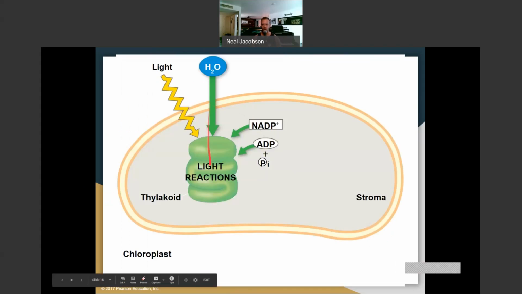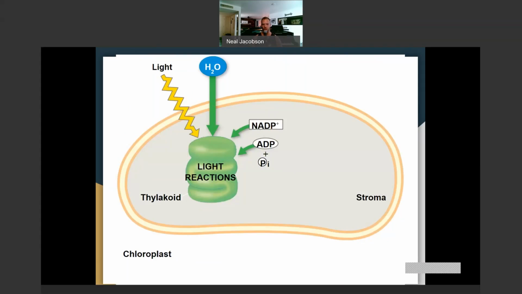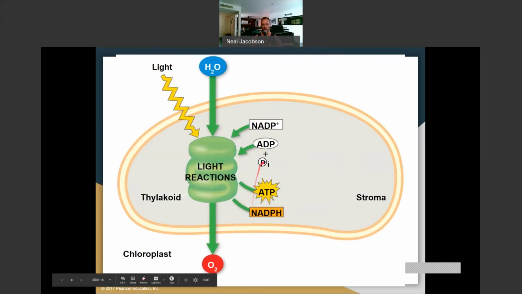Water comes into the system, into the light reactions, into the thylakoid. Its electrons are charged up by sunlight. Those electrons are transferred to NADP, and ADP and inorganic phosphate, which makes ATP as a byproduct and NADPH. So these cellular batteries get charged up from the electrons from water that get charged up by light.